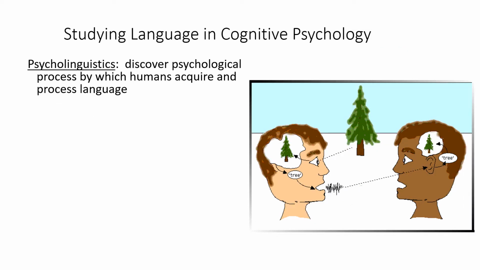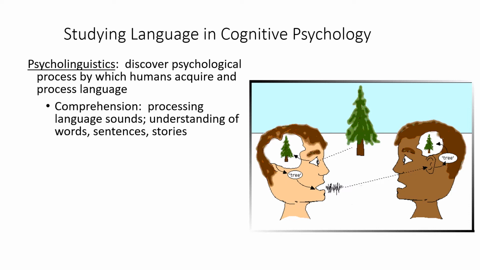Next thing I'll talk about is psycholinguistics. So psycholinguistics is basically the study of language in cognitive psychology, and it's the study of the process by which humans acquire and process or think about language. There are 4 important components here.